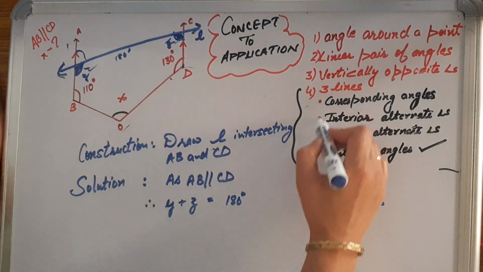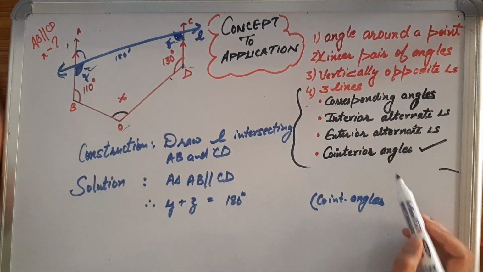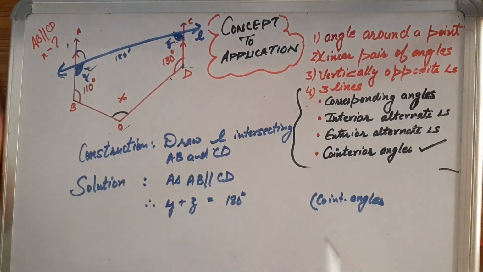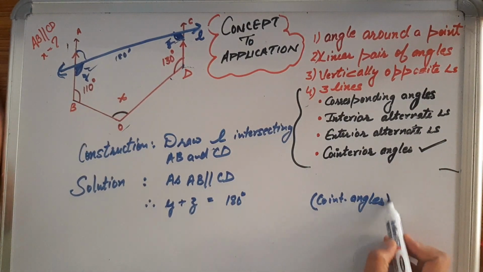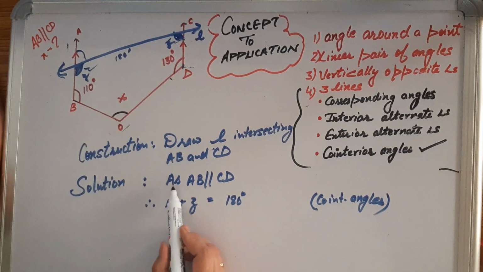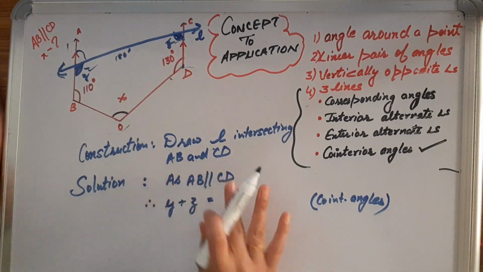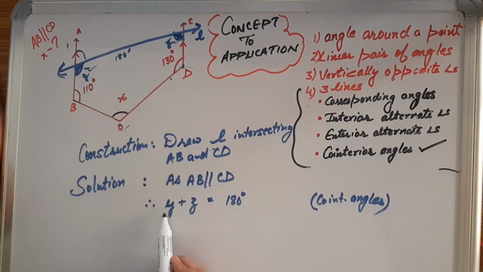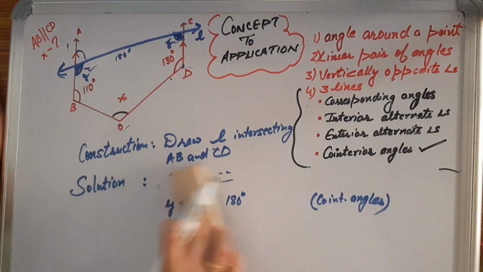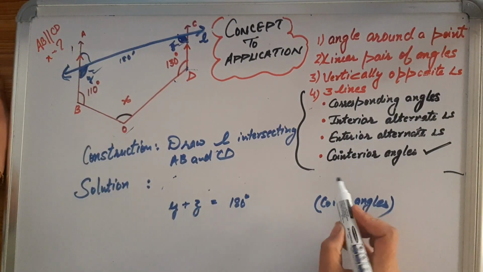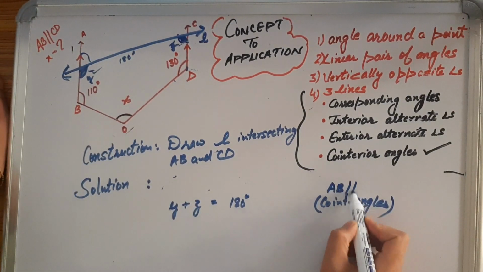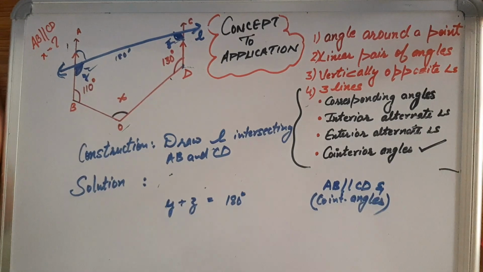Whenever you use these angles, you have to submit two reasons. One is the name of the angle. Second, they are parallel, because only then the property is followed. So either AB parallel to CD, instead of here, it can be submitted here. You can start your solution from this only. You may start it like Y plus Z equals 180 degree as AB parallel to CD and they are co-interior angles.